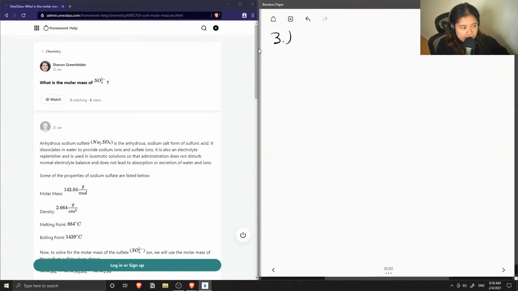Okay, so question number 3. What is the molar mass of the sulfate ion SO4 2-? Okay, so when calculating the molar mass, we do not need to take into account the charge of the overall ion. The only thing that we're interested in is the molar mass of this sulfate ion.